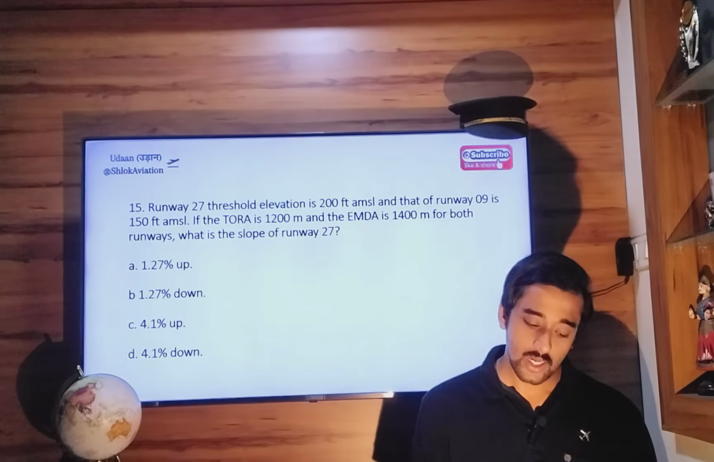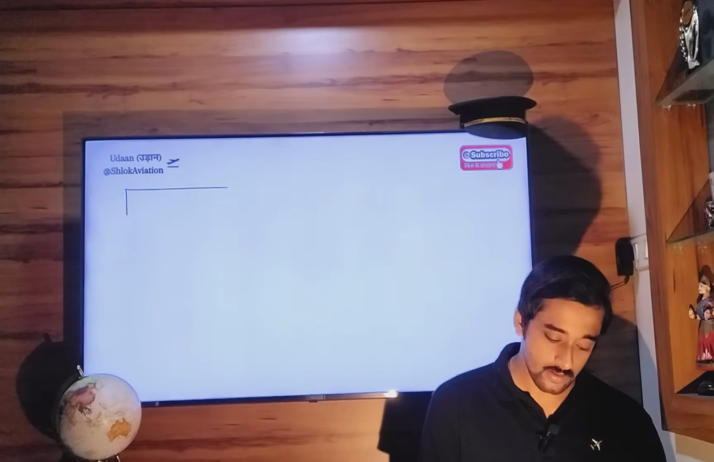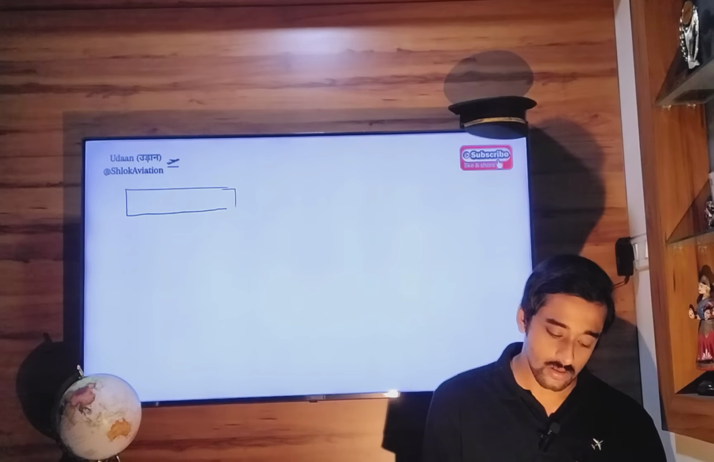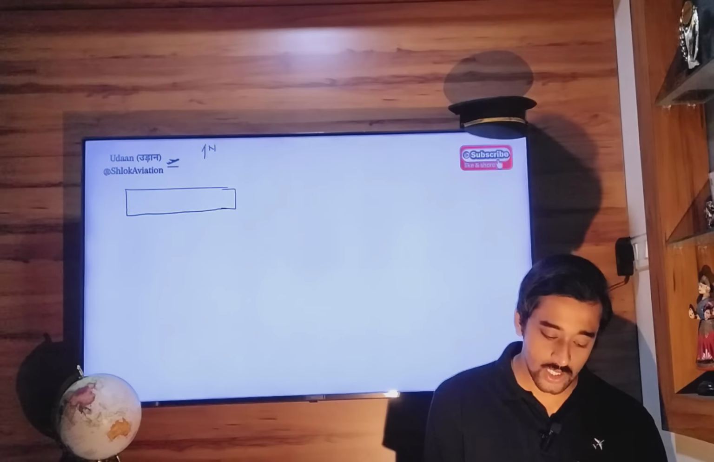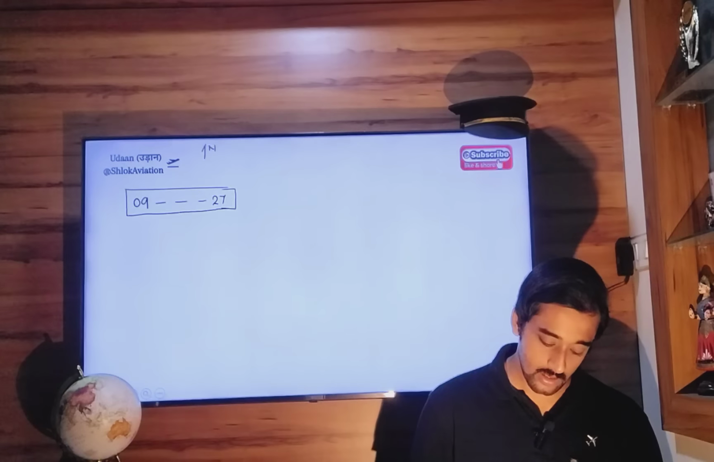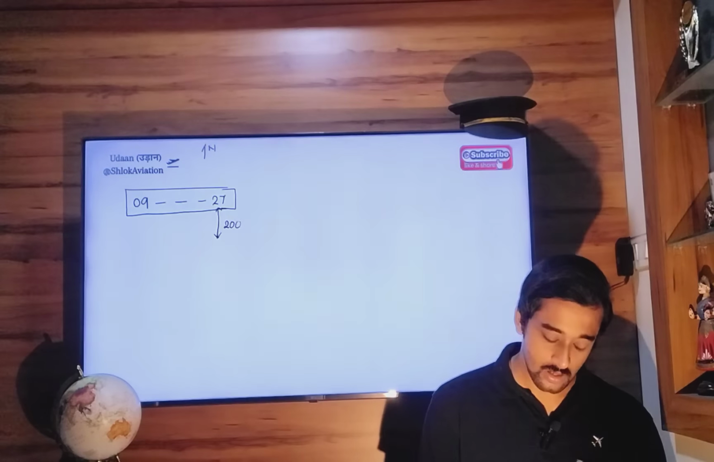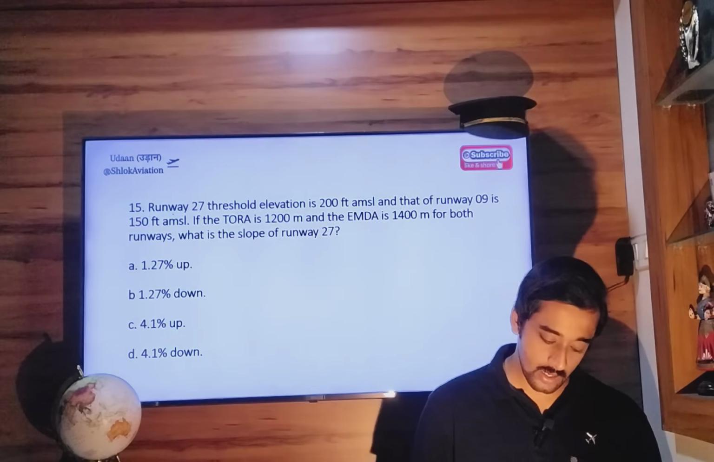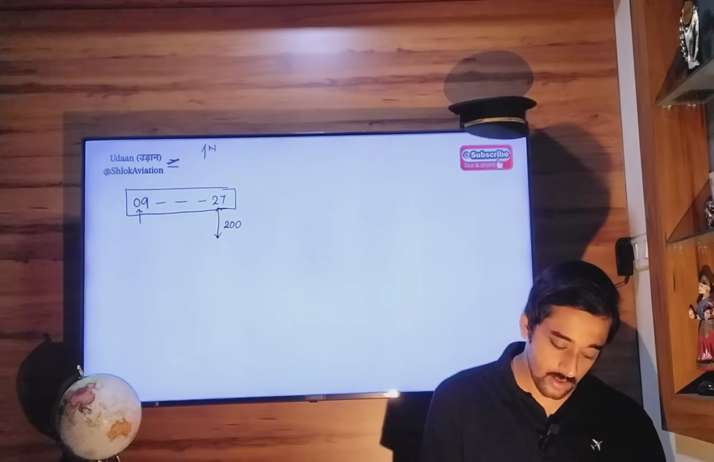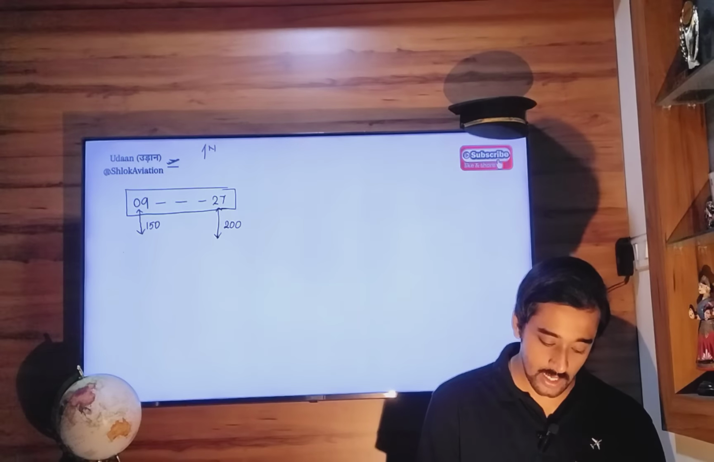So when the field is balanced, calculations become easy. 15. Runway 27 threshold elevation is 200 feet. So let's draw this. There is a runway, north datum. This is runway 27. This is runway 09. Now the elevation is 200 feet above mean sea level, and runway 09 is 150 feet above mean sea level. Okay, so the mean sea level is something like this.